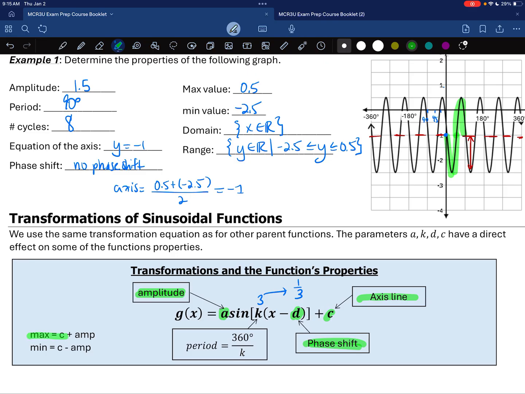I also made a note here that, for graphing purposes, it's good to note that the maximum value always comes from taking your c, which is your axis line. So if you have your axis line and you use your amplitude, you're going up the amplitude from c to get your max value. So your max value is c plus your amplitude. And then you're subtracting your amplitude from your c value to get your min value. So this is a good tool to use when you have to graph or if you're asked to determine the max or min from an equation.